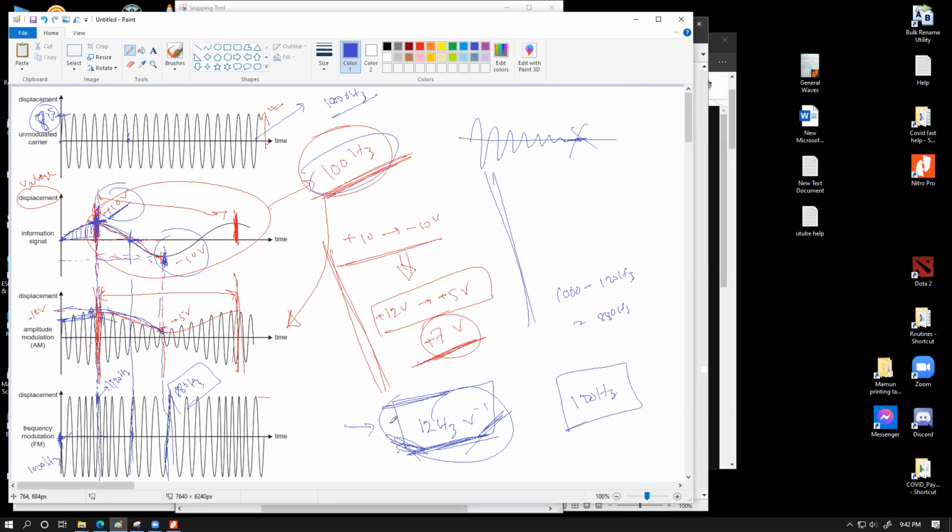Sir, for amplitude modulation, if you trace the peaks of the amplitude modulated wave, will it form a similar waveform to the information signal? Similar, but not the same. That wave will have the same frequency as the information signal, but not necessarily the same amplitude. Okay, sir.